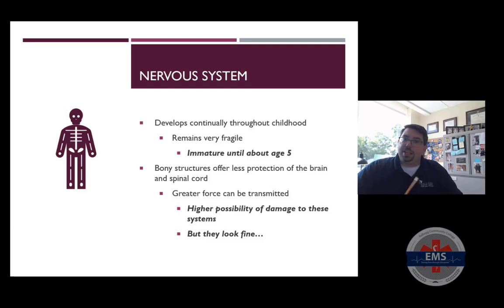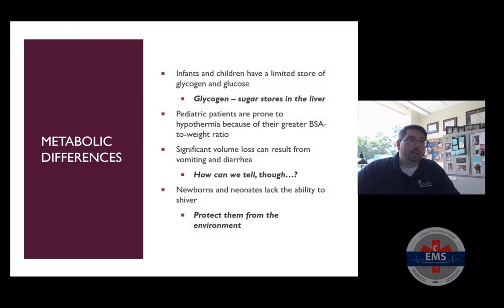Their nervous system is going to continuously develop throughout childhood. It remains very fragile. It's immature until they're about age 5 or even a little bit older. Bony structures are going to provide less protection of the brain and the spinal cord. And because those bony structures are more flexible and there's less calcification of the bone, energy can easily get transmitted into those organs. Again, higher possibility of damage to the tissues and the systems, but they may look fine, right? They may not have bruising or fractures, but they could seriously have internal organ damage.